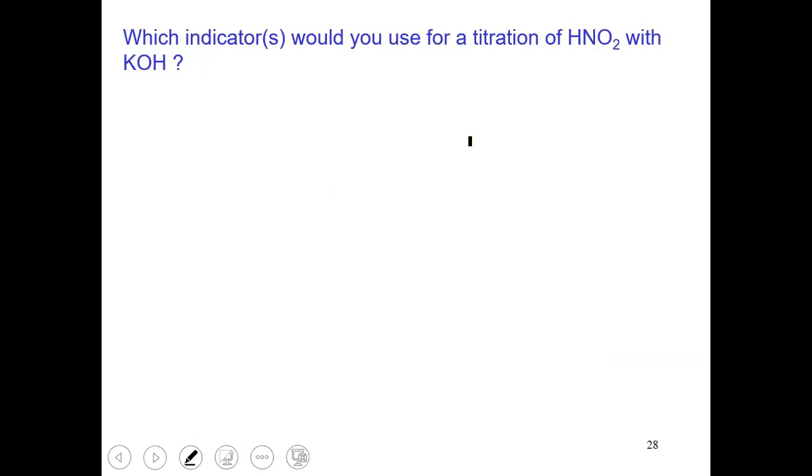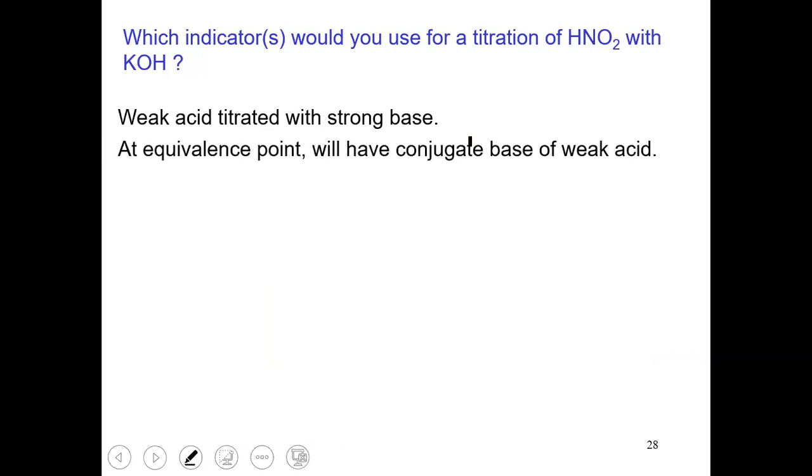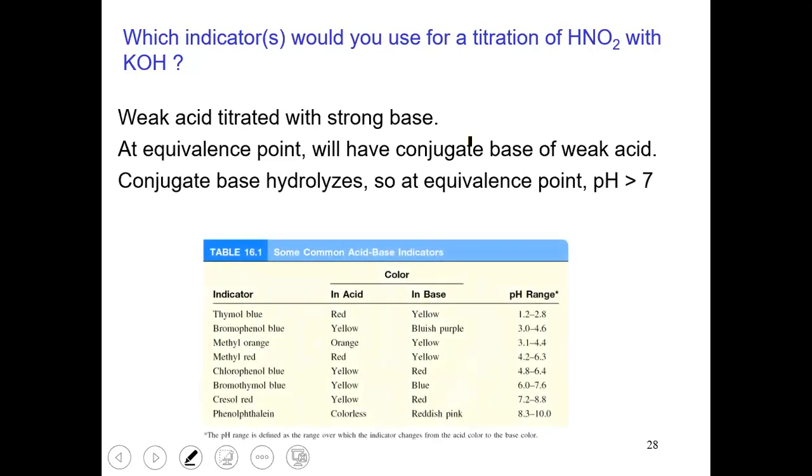Let's try titration with HNO2. It's not in that list of strong acids, so that means you're talking about a weak acid titrated with a strong base. That means that when we reach the equivalence point, all of that acid has been converted into a conjugate base, the NO2 minus. We just did a long exercise talking about this. So that conjugate base will hydrolyze, right? And so at the equivalence point, the pH goes above 7.